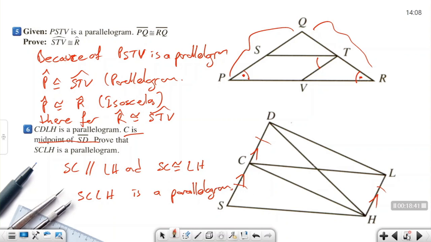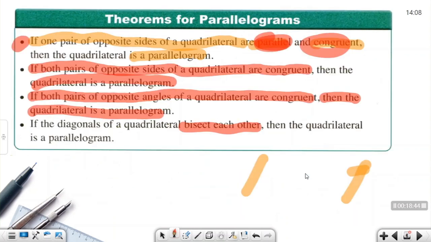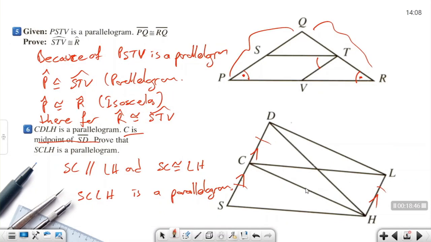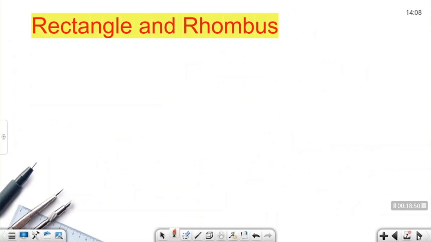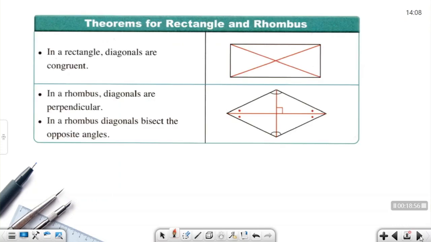Parallelogram. That's the easiest one. If you know the theorem of the parallelogram, you can use this information to show whether a quadrilateral is a parallelogram or not.